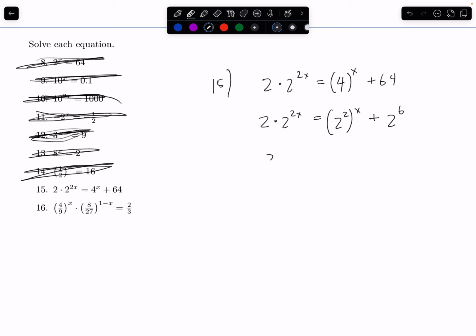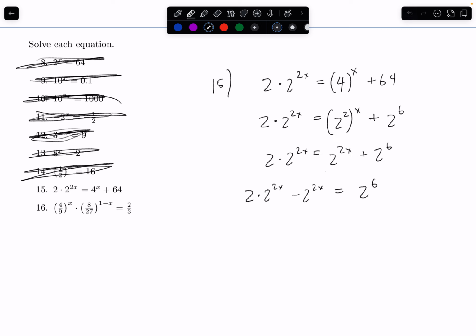Okay, so this is 2 times 2 to the 2x is equal to 2 to the 2x, right? Multiplying these exponents together. Okay, a nice thing happens: these guys are the same. So I'm going to move this over to the left side of the equation. I've got 2 times 2 to the 2x minus 2 to the 2x is equal to 2 to the 6th. So I just moved this guy over to the left. That's all I did.